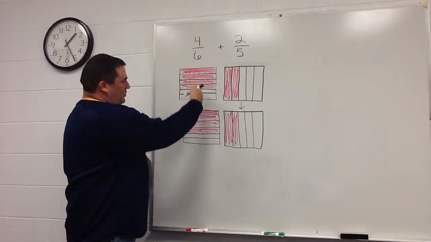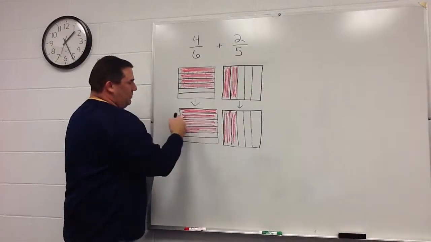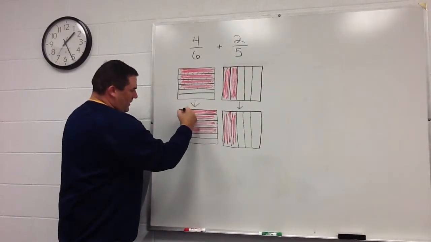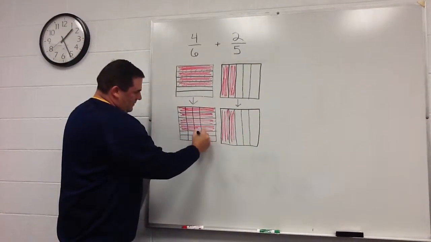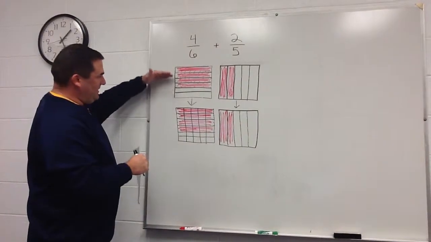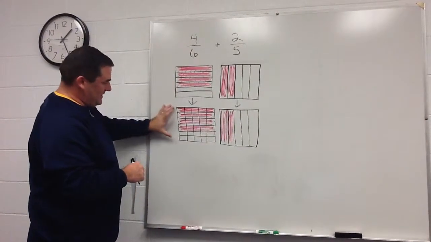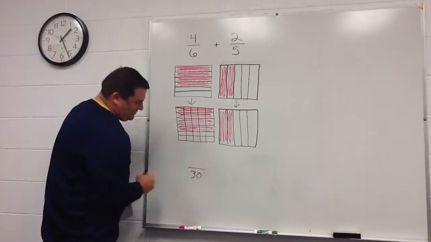So I'm going to take the 4/6, slide it down here, and I'm going to make it fifths also. I'm going to do it the other way in fifths. So I have my 6, now I'm going to separate this into fifths. And I can show the students now that I don't just have these 6 equal size pieces, I now have 30 equal size pieces. My new denominator becomes 30.